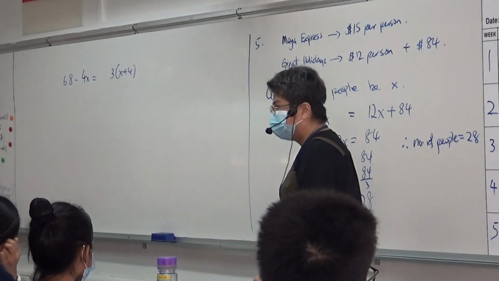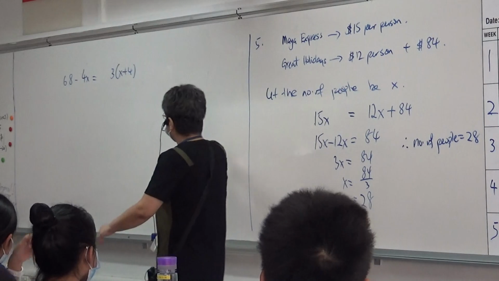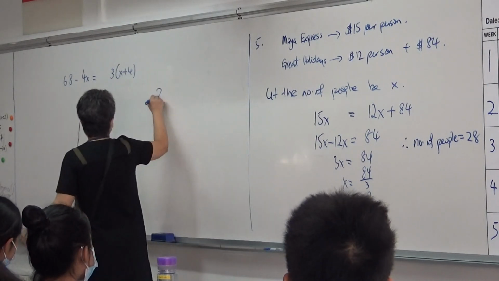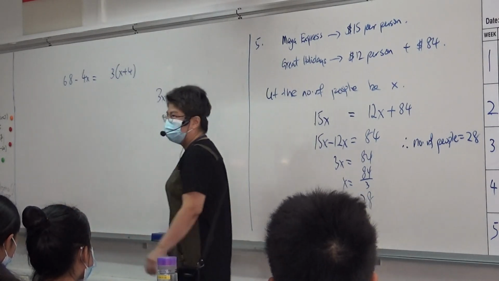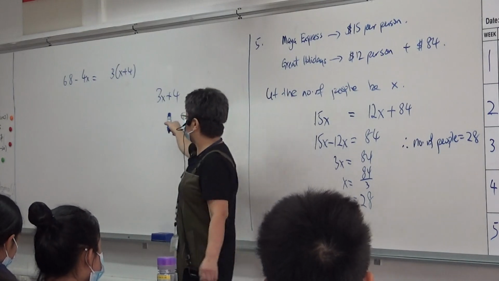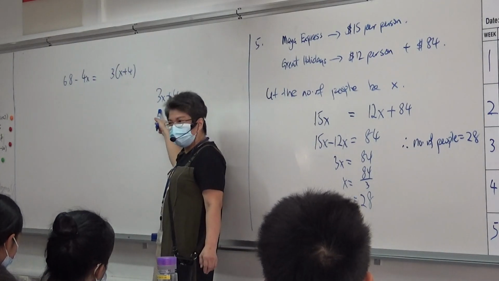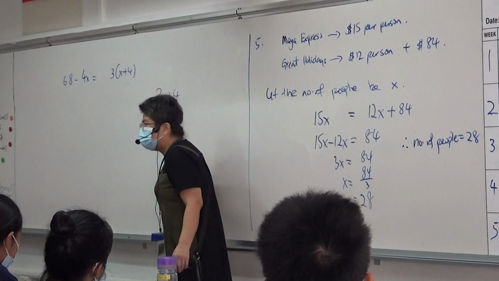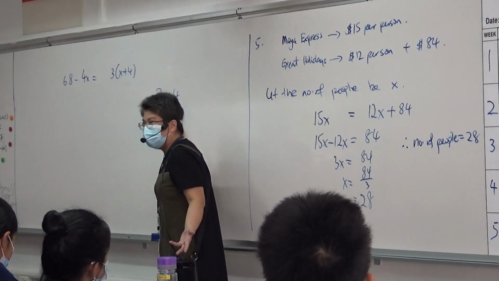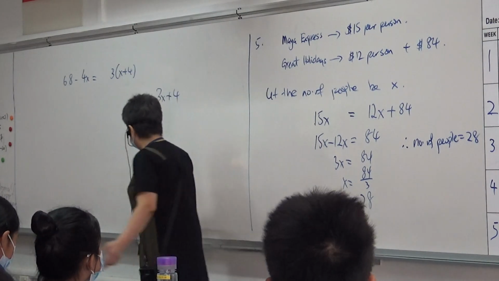Correct? Now, I just want to ask, is there a difference between this and this? Yes. This one is what? 3 times of x, then I plus 4. Understand? Different, so it's wrong already. Understand? You must look at the question, okay?